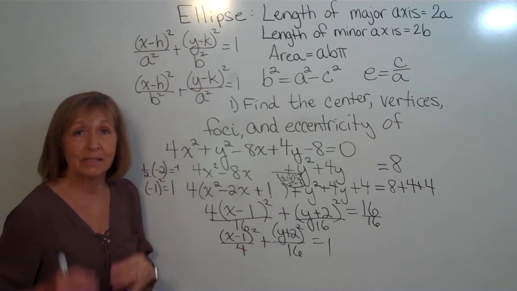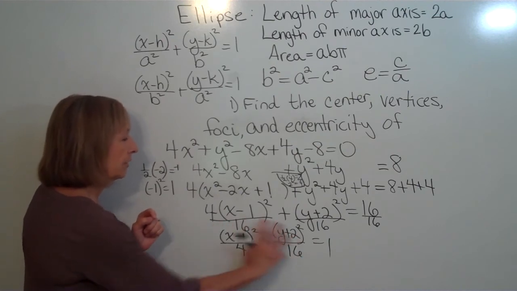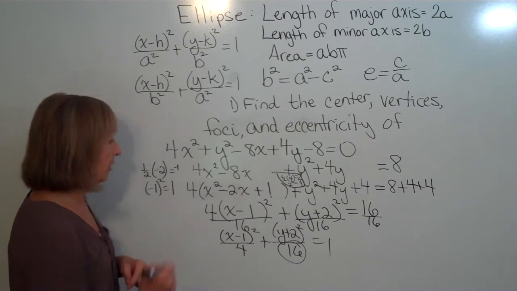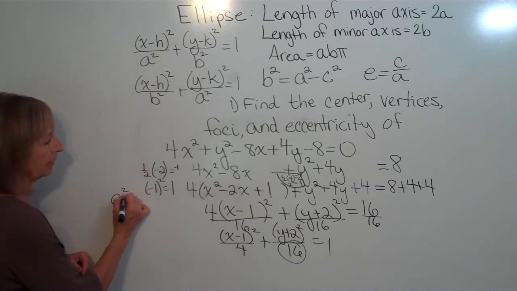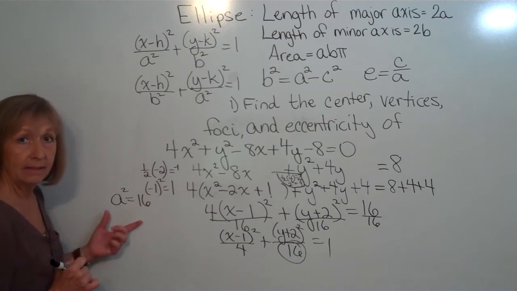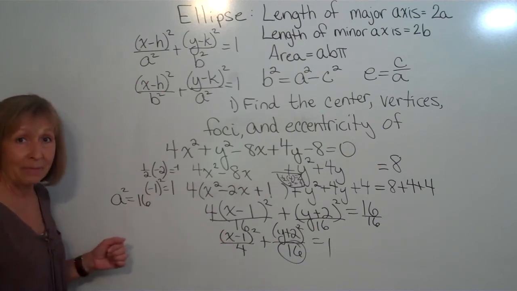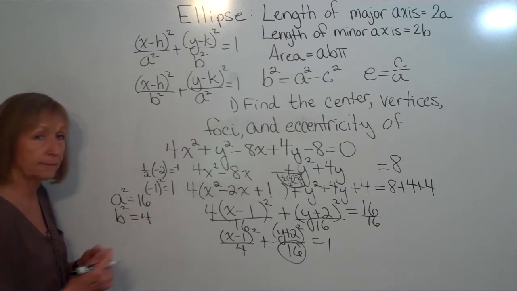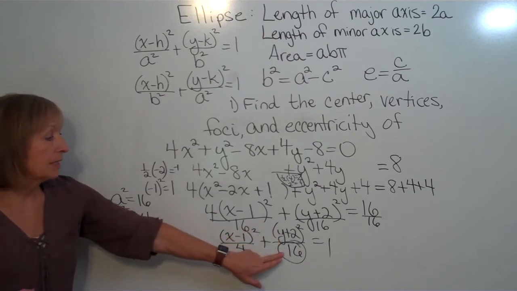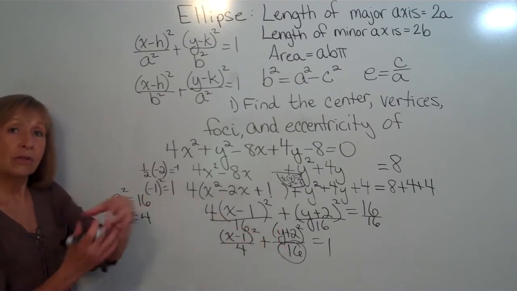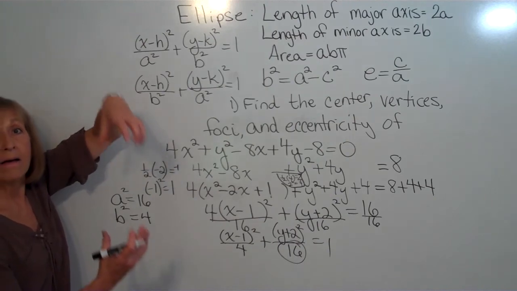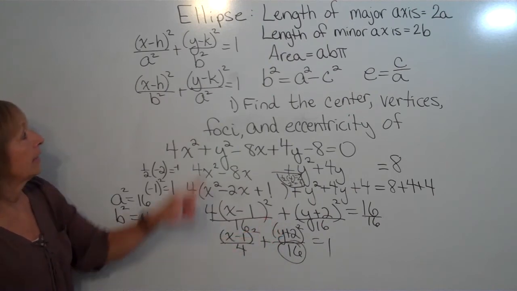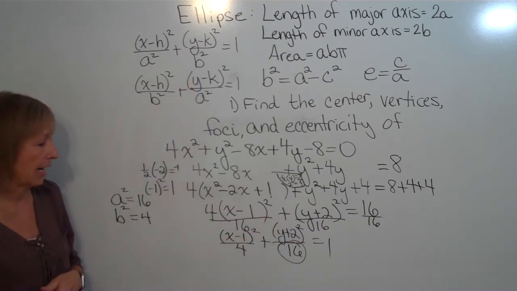And with an ellipse, you look at the two fractions, and the bigger denominator is your a squared. So in this case, a squared is equal to 16, and the smaller of the denominators is your b squared. So b squared is equal to 4. So this bigger denominator is underneath the y letter, so that's going to mean that it is a vertical major axis when the bigger number is under the y letter. That's when you have your vertical major axis.